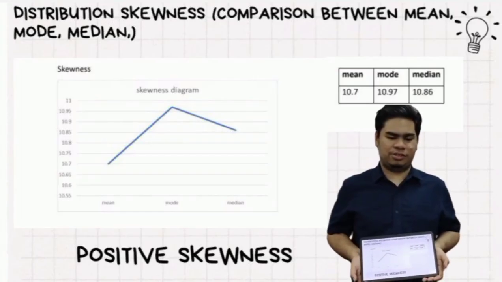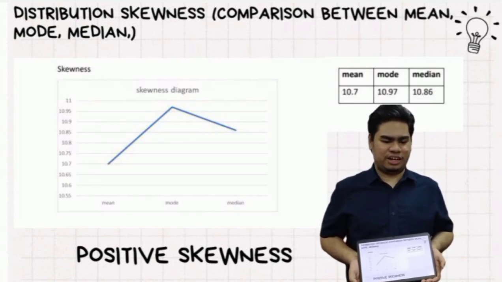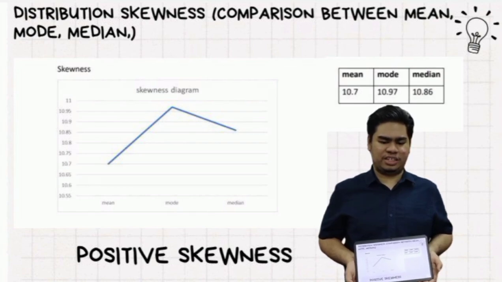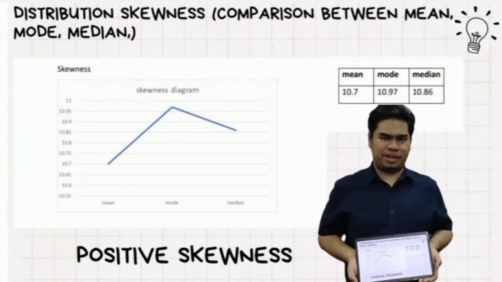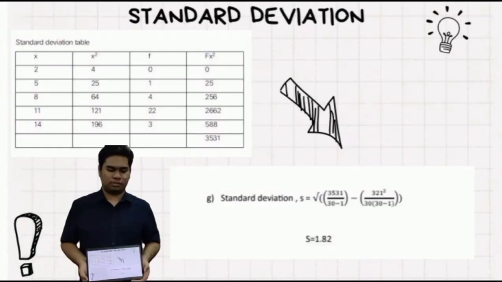For distribution skewness, the data of mean is 10.7, mode is 10.97, and median is 10.86. This makes our mean lower than mode and median. So our type of skewness is negative skewness.